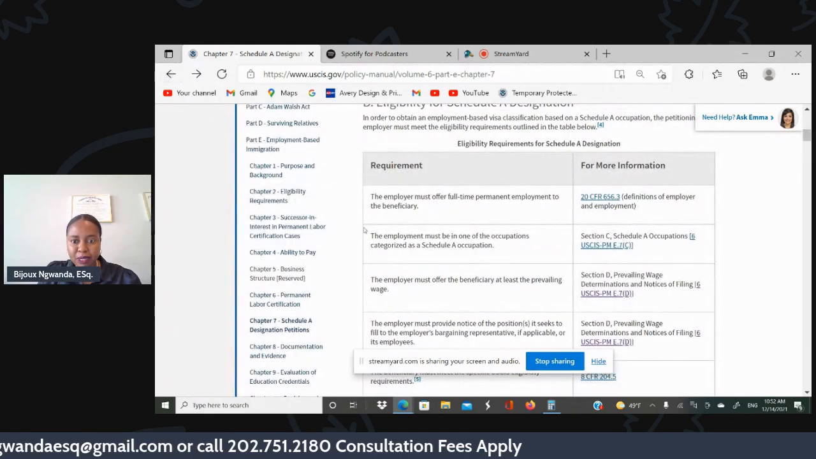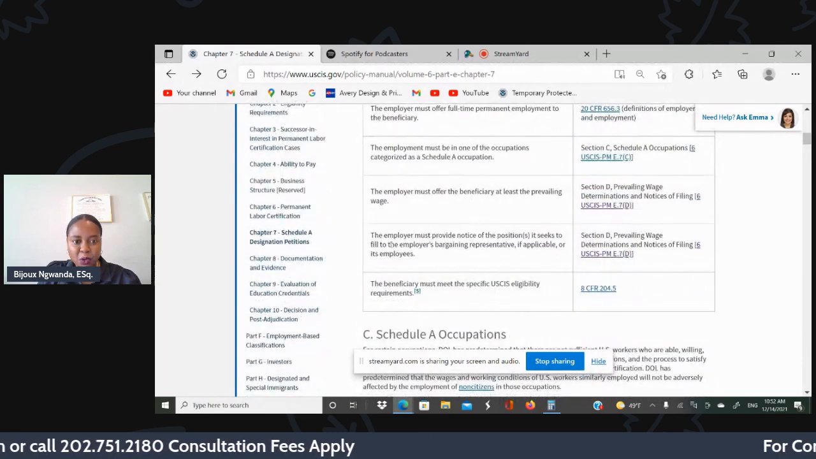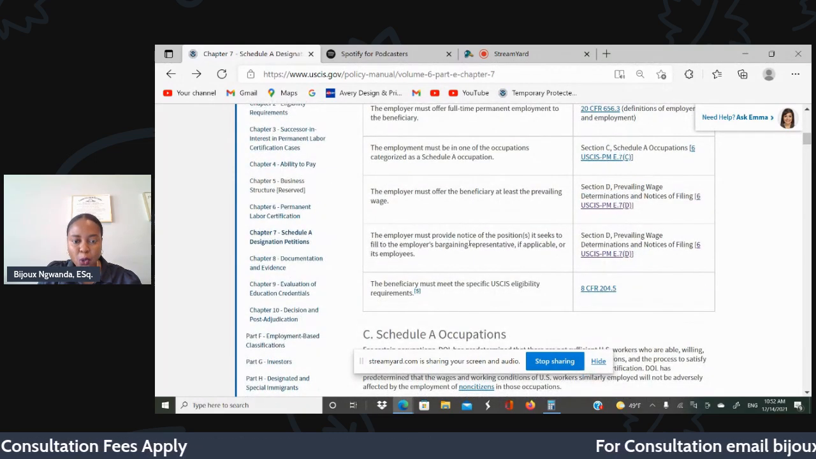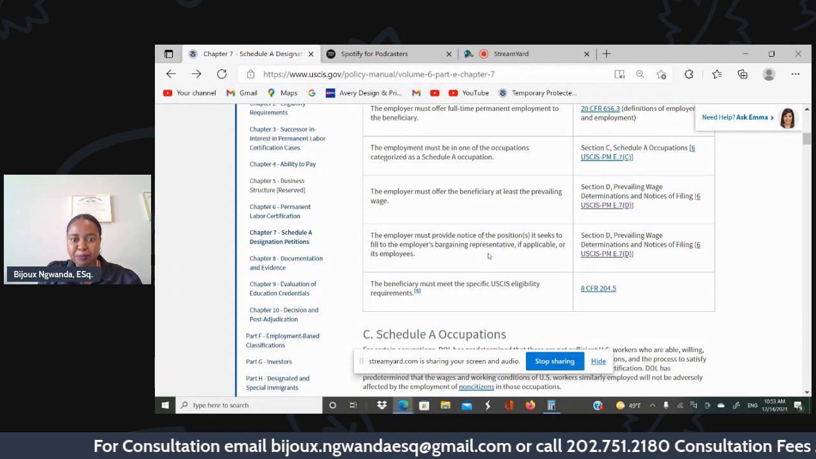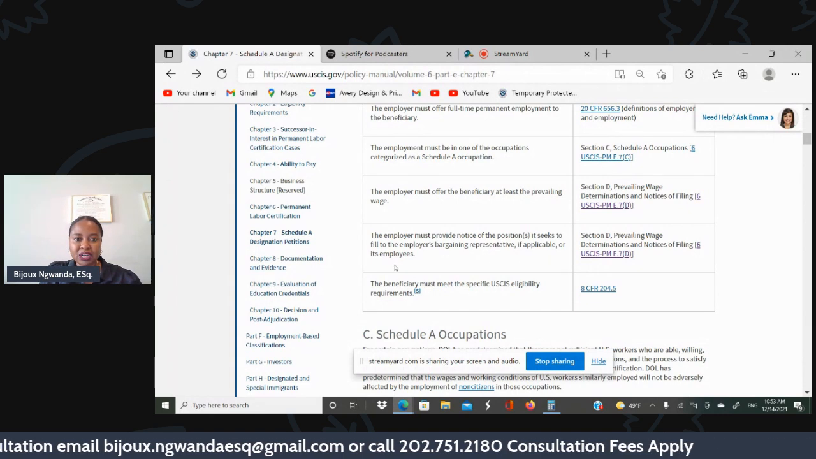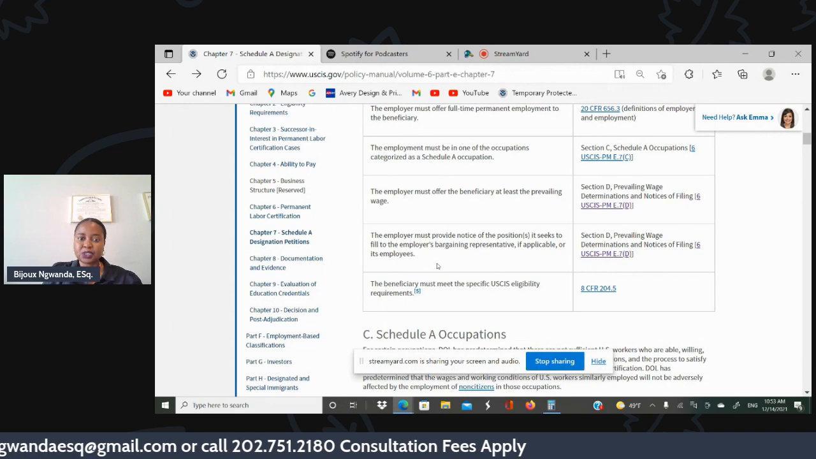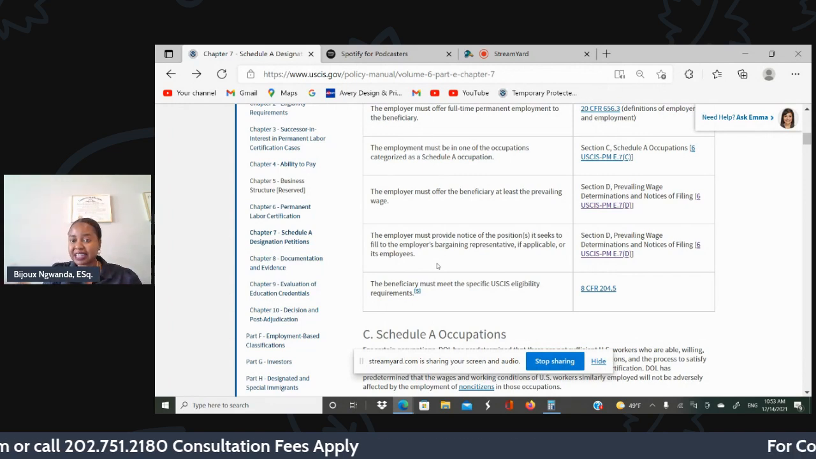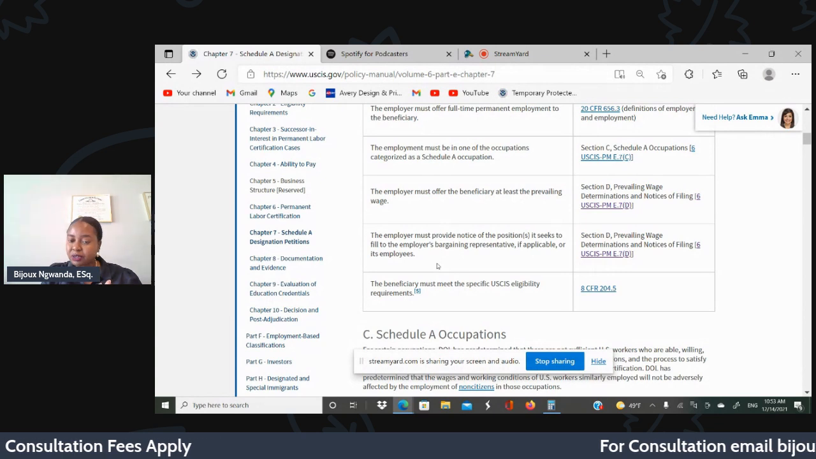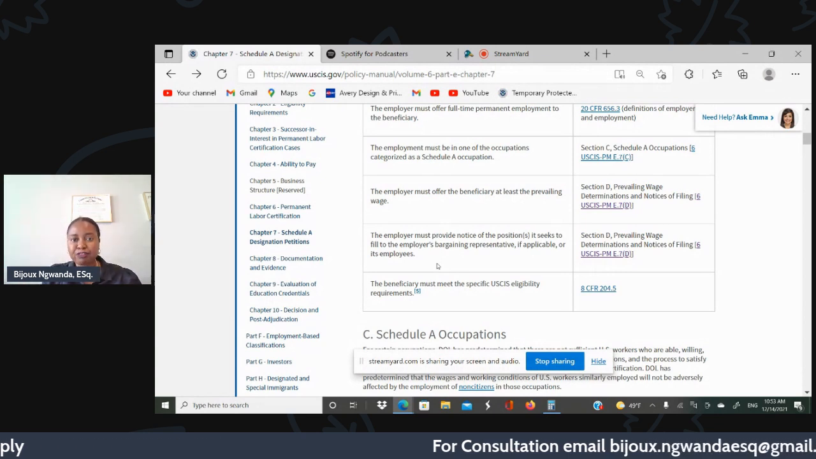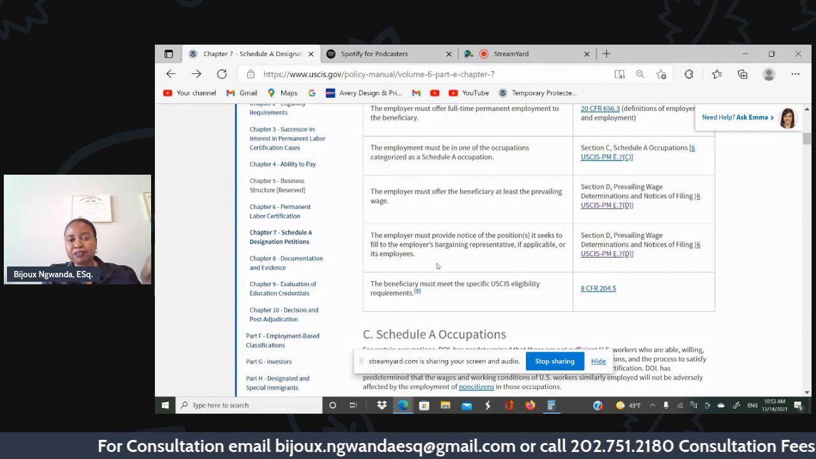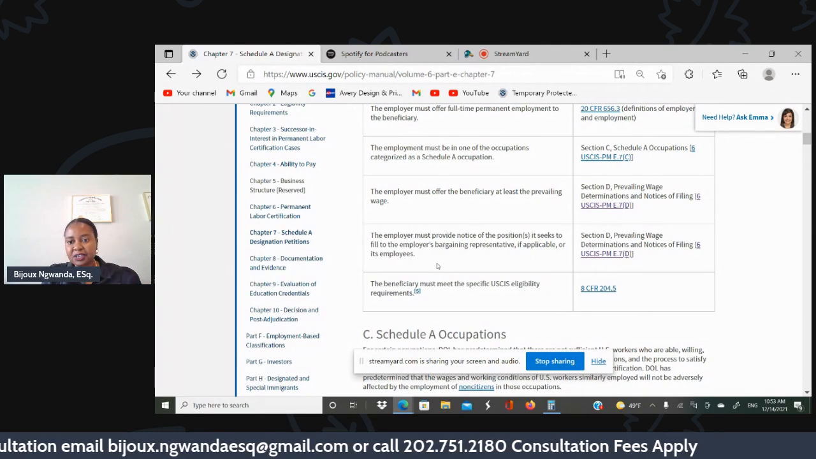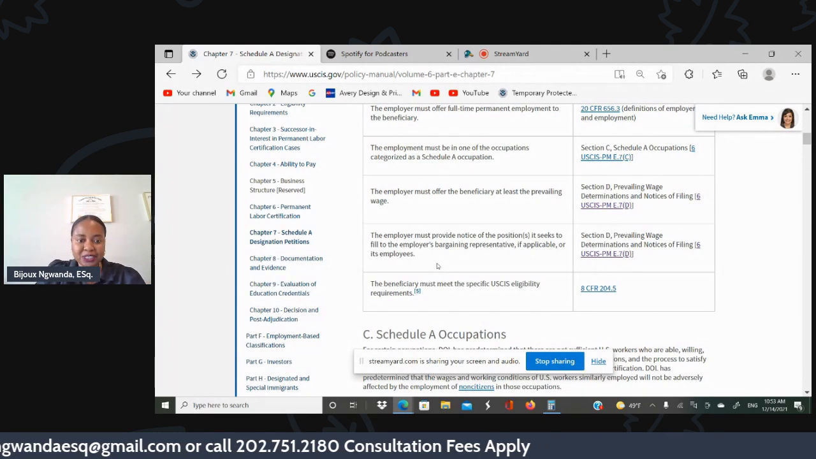Okay, so we go back here, and the fourth requirement is that the employer must provide notice of the position it seeks to fill to the employer's bargaining representative, if applicable, or to its employees, basically. So they have to advertise for the job. Really, they have to meet all those requirements, except for going through labor certification and waiting for the Department of Labor to certify. You just fill it out and send it directly to USCIS.